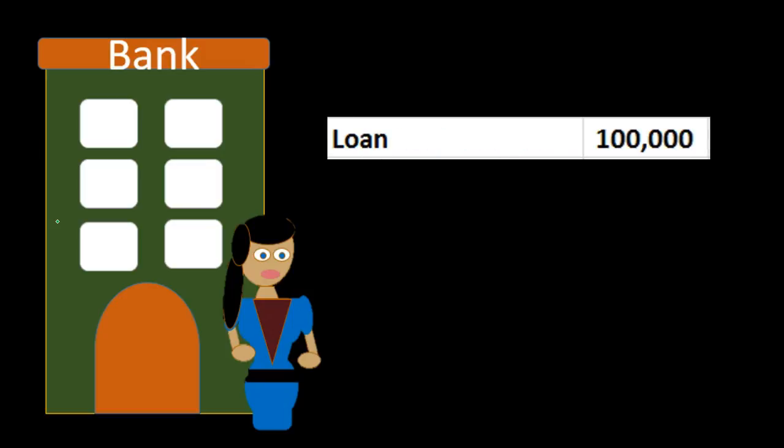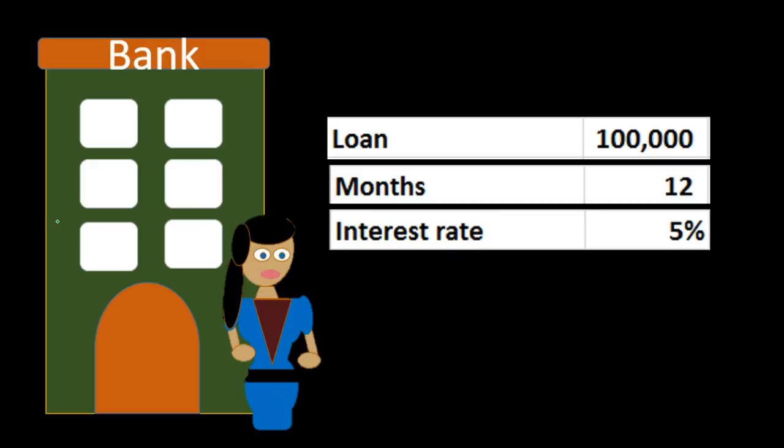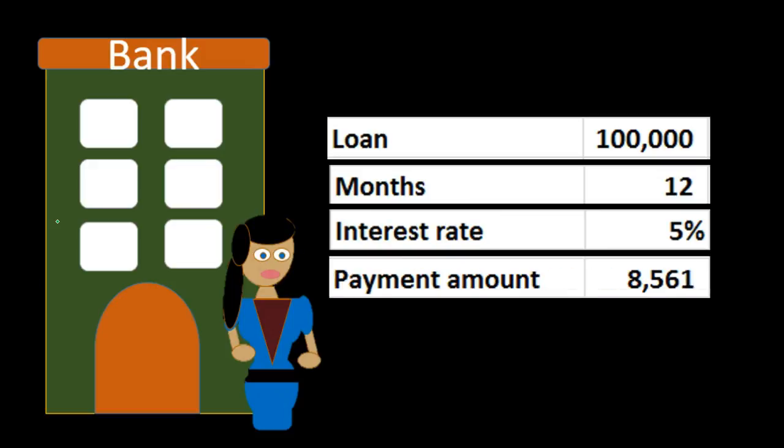We're going to have a loan of $100,000. We're going to have a 12-month loan to make it simple, so we're only going to have 12 months. We're not going to go out 30 years or anything. And then we're going to have the interest rate at 5%. And then we would calculate the payment amount.